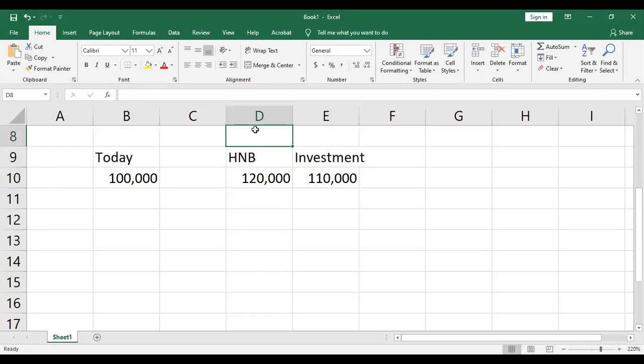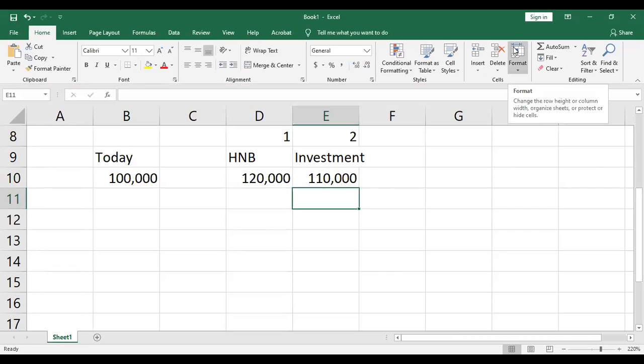I will put option one here, option two here, right? So please tell your answer. Do you prefer option one or two? If you deposit the money, we can get 120,000 from HNB, and if you put the money in investment, you will get 110,000. As a rational financial manager, a rational person, you will choose option one, right?